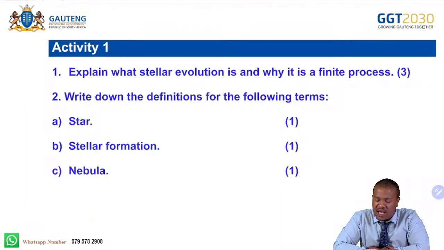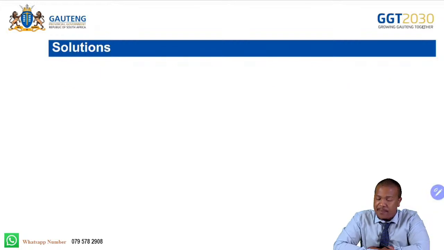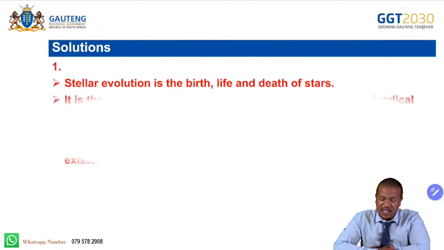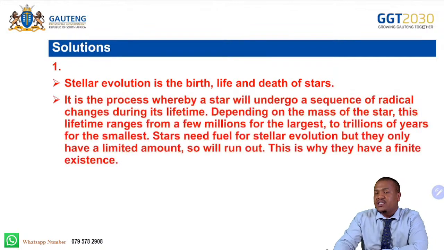Welcome back again, grade 9s. Now we are going to look at the solutions. Number 1 said, explain what stellar evolution is and why it is a finite process. Number 2, write down the definitions for the following terms: A, star; B, stellar formation; and C, nebula. The answer for number 1: stellar evolution is the birth, life, and death of stars.